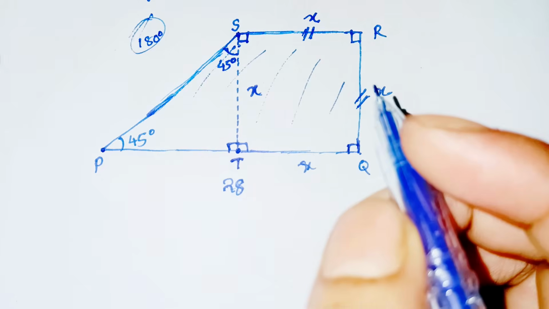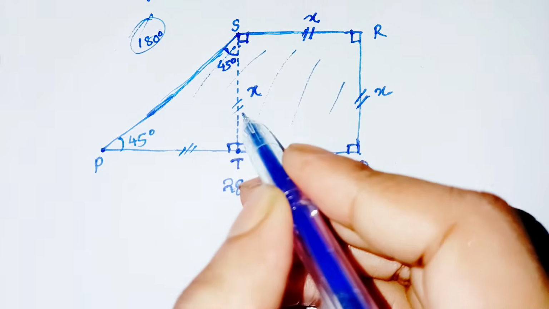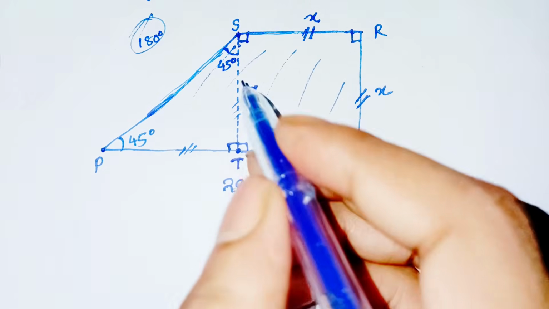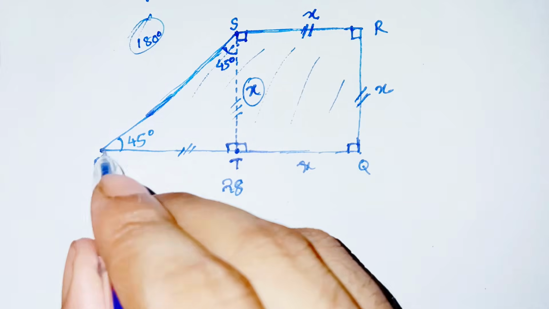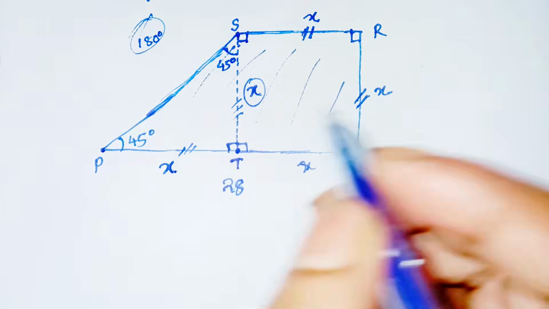In this special triangle, the two legs are always equal. The two legs here are PT and ST. Since ST has length x, we can immediately say that PT also has length x.